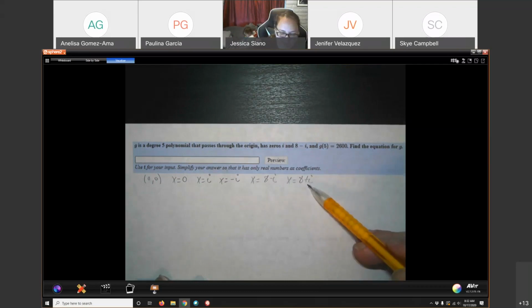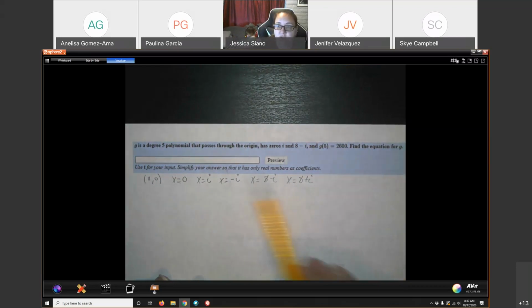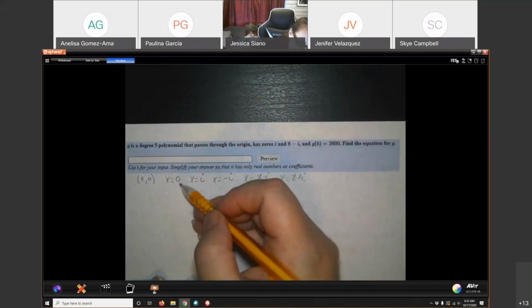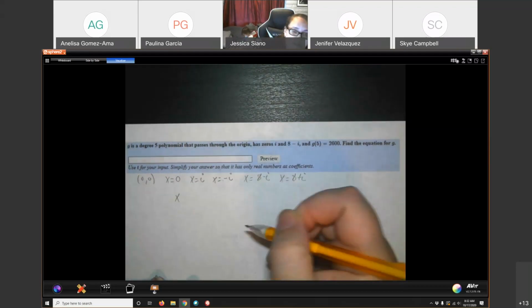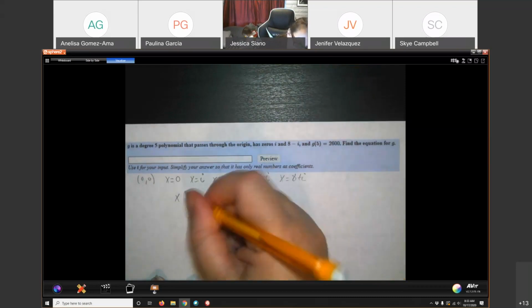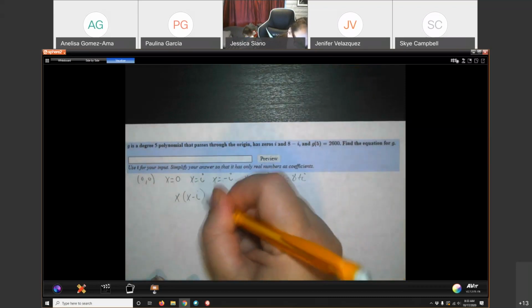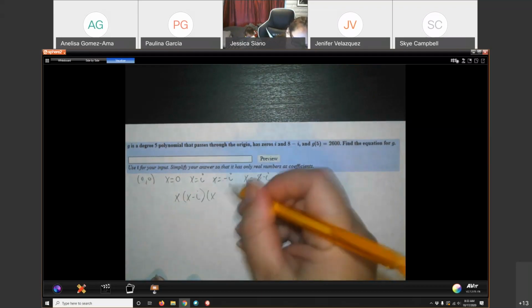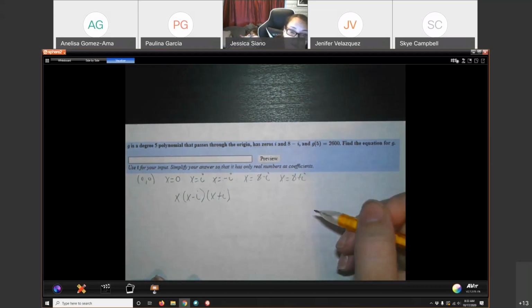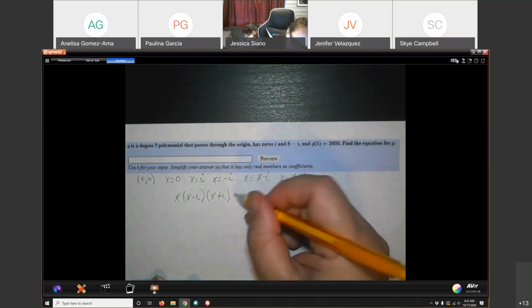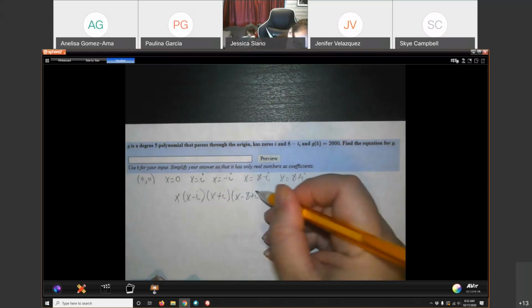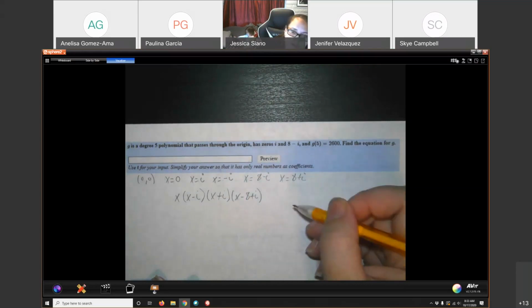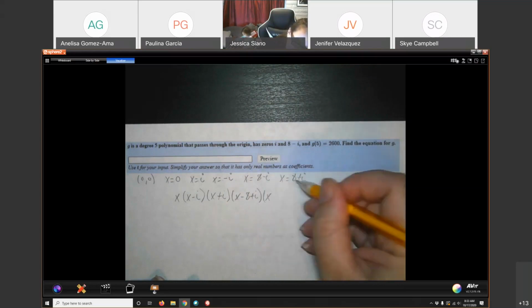Okay, so this is 5 zeros: 1, 2, 3, 4, 5. Let's turn them into factors. x equals 0 would just be an x. x equals i would be x minus i when I move the i over. x equals negative i would be x plus i. This would be x minus 8 plus i, and this would be x minus 8 minus i, when I move both of these over.